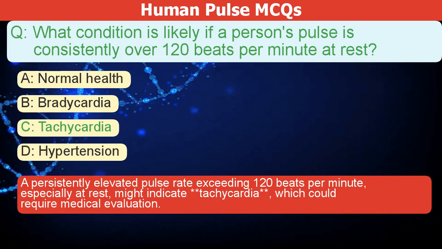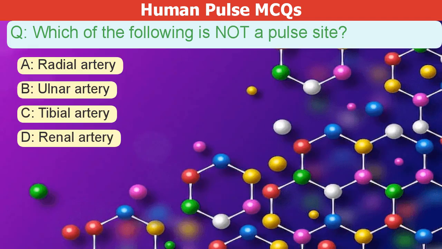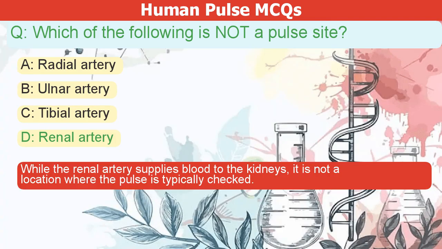Which of the following is not a pulse site? A. Radial artery. B. Ulnar artery. C. Tibial artery. D. Renal artery. The correct answer is D. While the renal artery supplies blood to the kidneys, it is not a location where the pulse is typically checked.